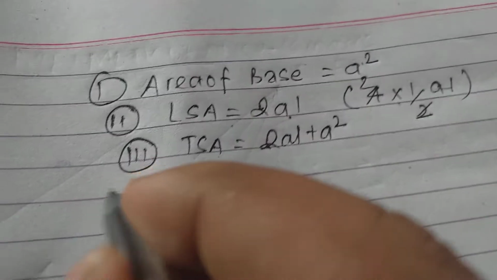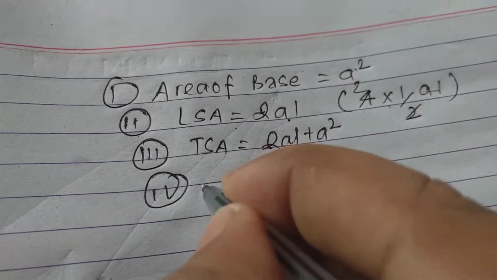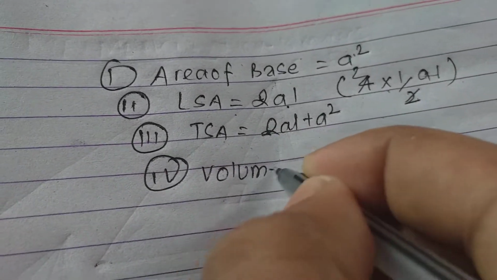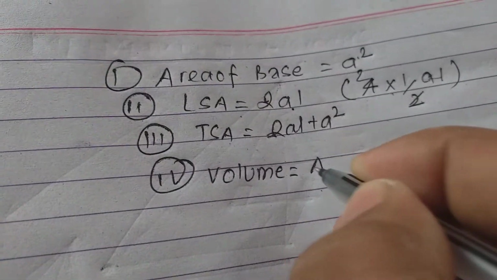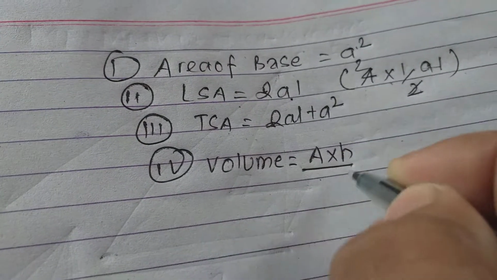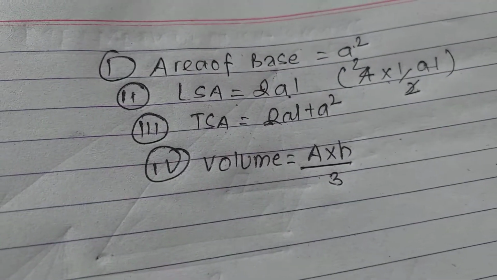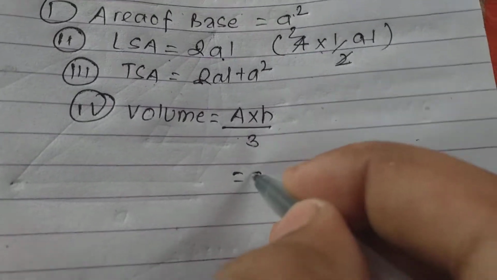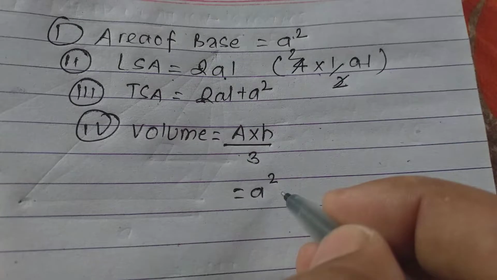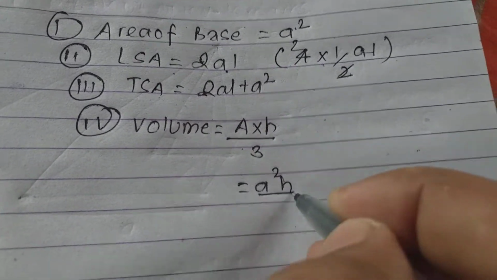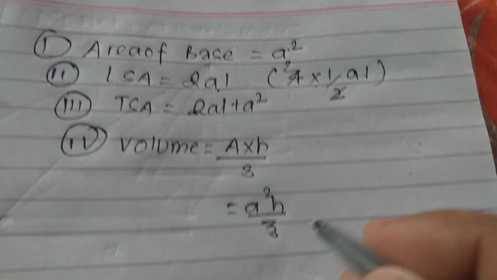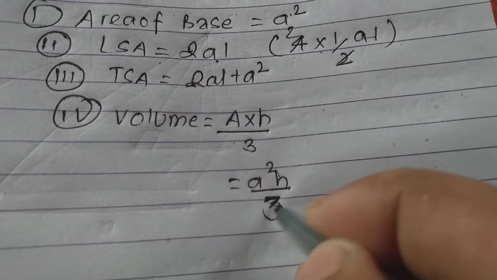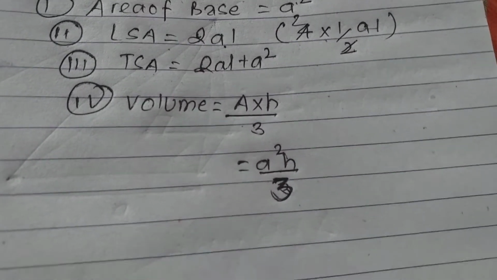Okay. Then finally, we'll be talking about the volume of the pyramid. Volume of the pyramid means what? Area into height by 3. Remember this one. Very important. Area into height by 3. And what is the area of the base? Area of the base is A square. And what is the height of the pyramid? That is height itself, and divide by 3. Okay. Divide by 3. Any problem? No problem. Okay, up to here.